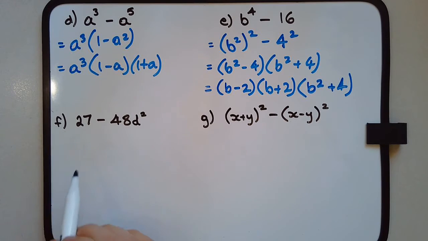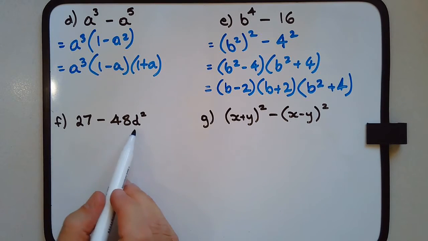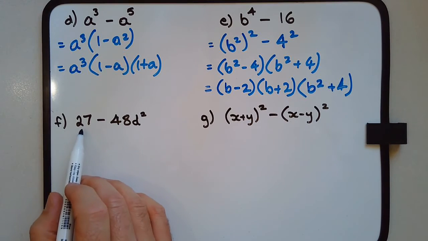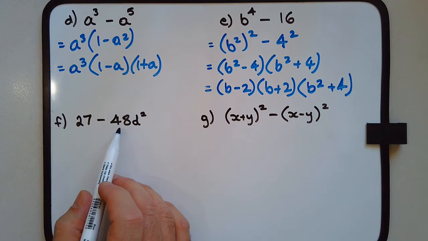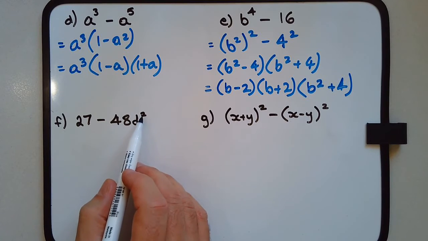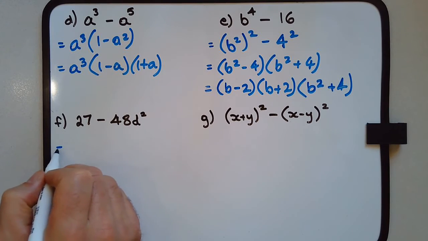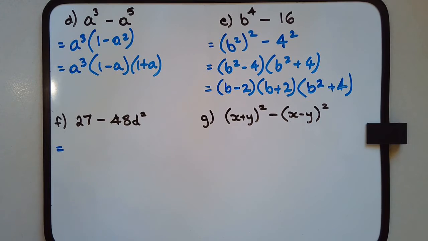What about this one, part F? 27 minus 48d squared. Now, again, it kind of looks like a difference of 2 squares, sort of. 27 is not a square number, nor is 48 for that matter. d squared is, so that's fine. So we don't have any problems with the pronumeral. But maybe we need to factorize something out first, like simple factorization or common factorization. If we do that, maybe we could come up with a form that's recognizable or familiar.